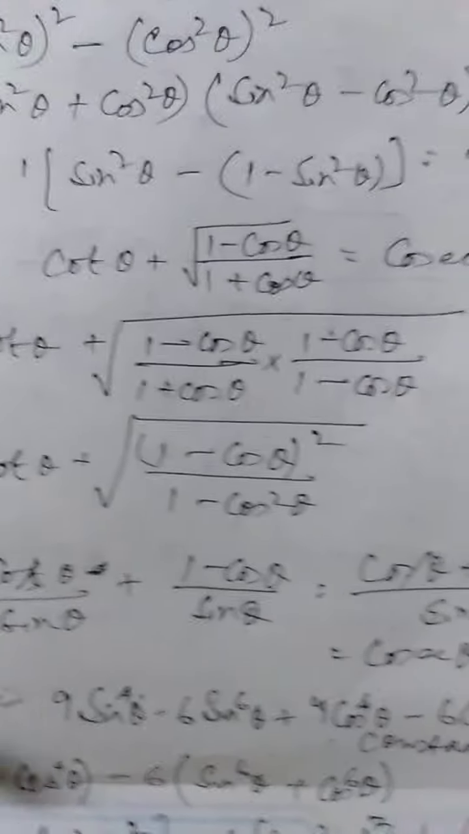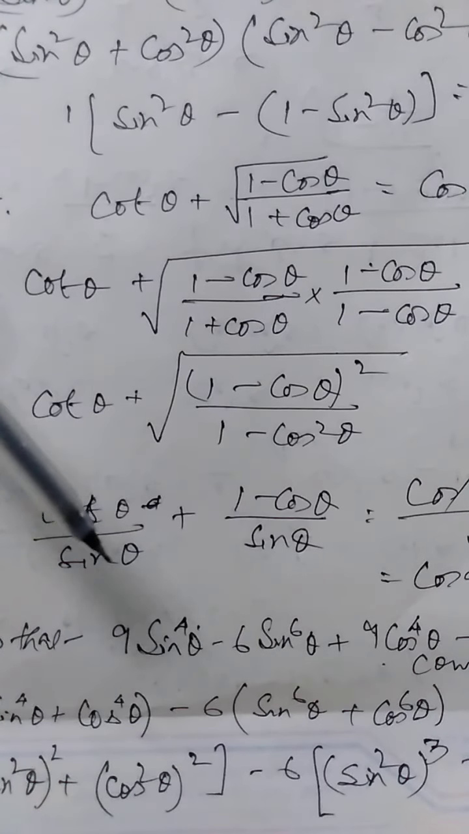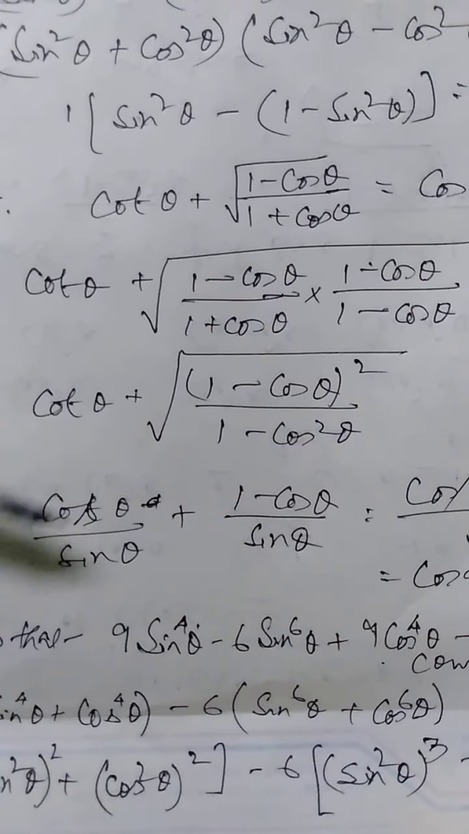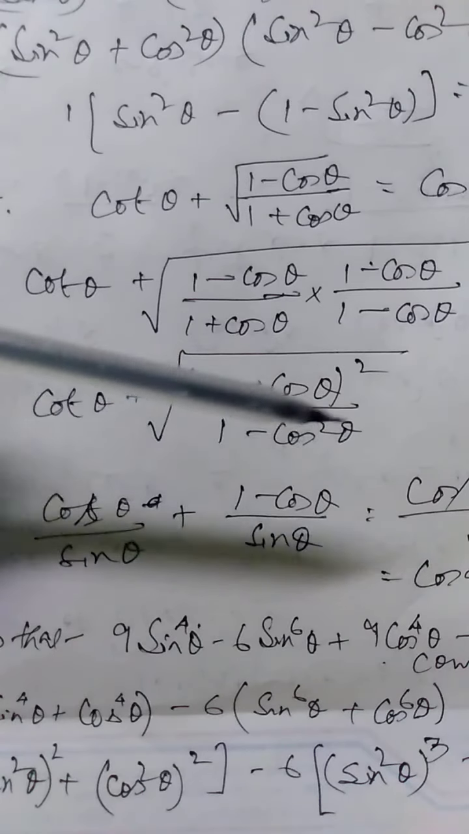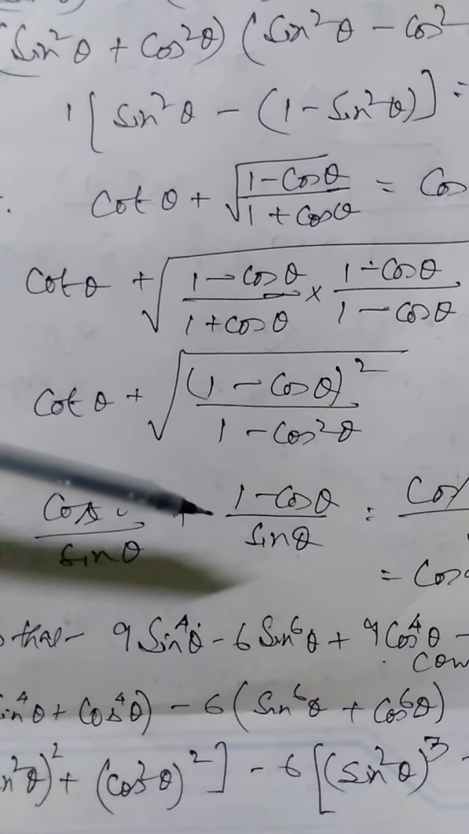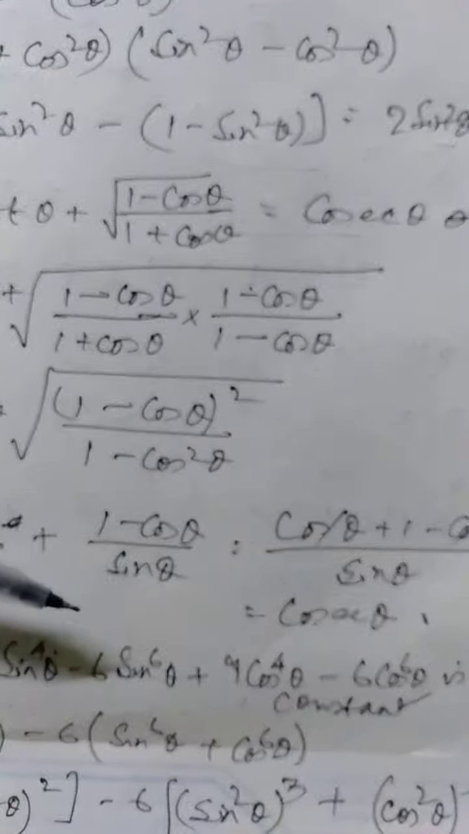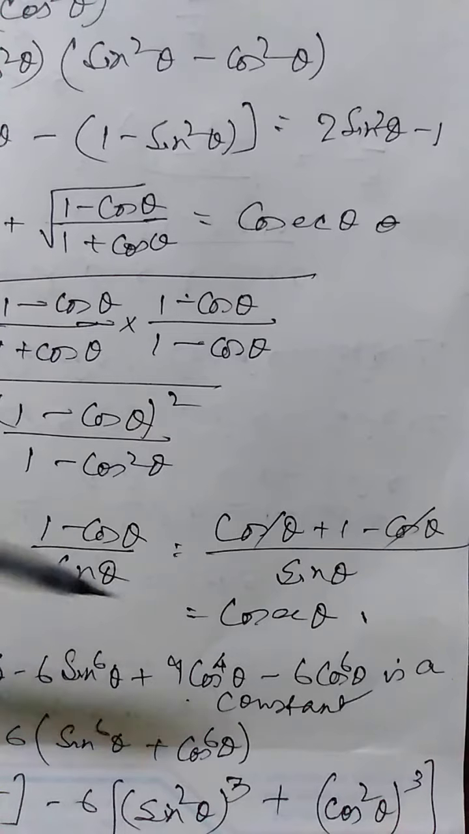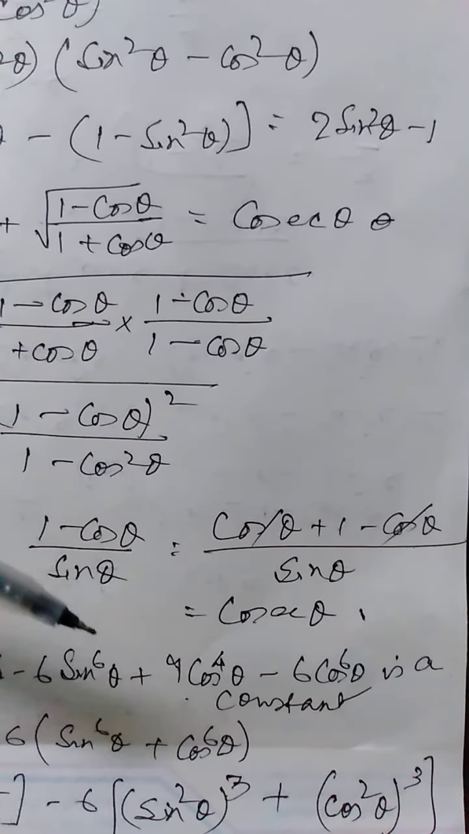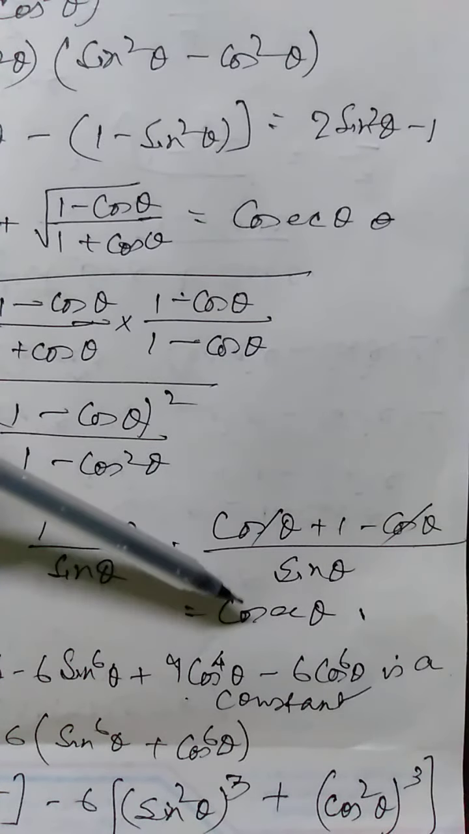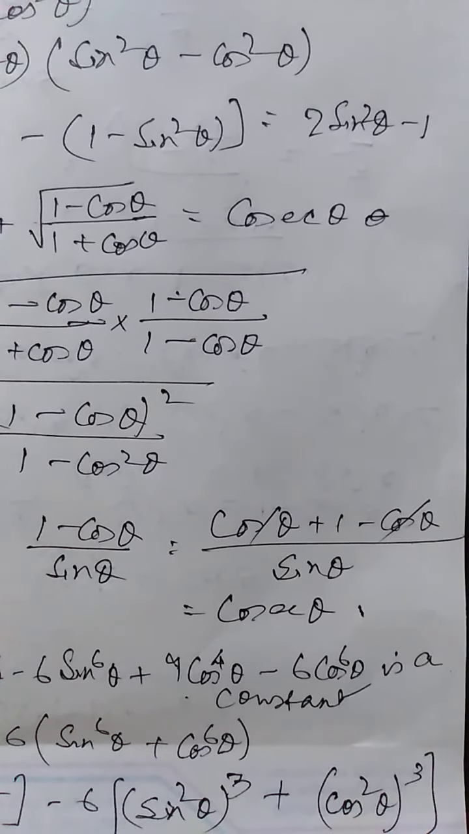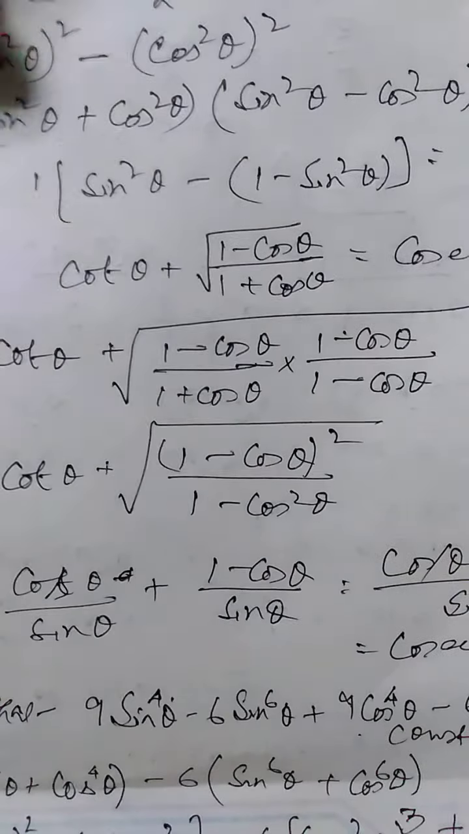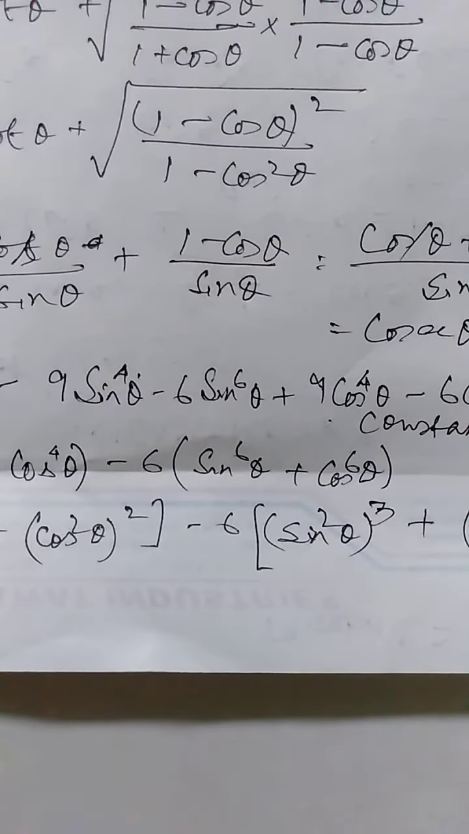So if you take the LCM, what we are getting? Cos theta by sin theta, because cot I have written as cos by sin, and this whole thing after the square and roots are removed, what we are getting? 1 minus cos by sin. Now you take the LCM. After taking the LCM, what will you get? Cos theta plus 1 minus cos theta. Means what is remaining? 1 by sin theta, that is cosec theta. Okay? And now we are going to question number 5.